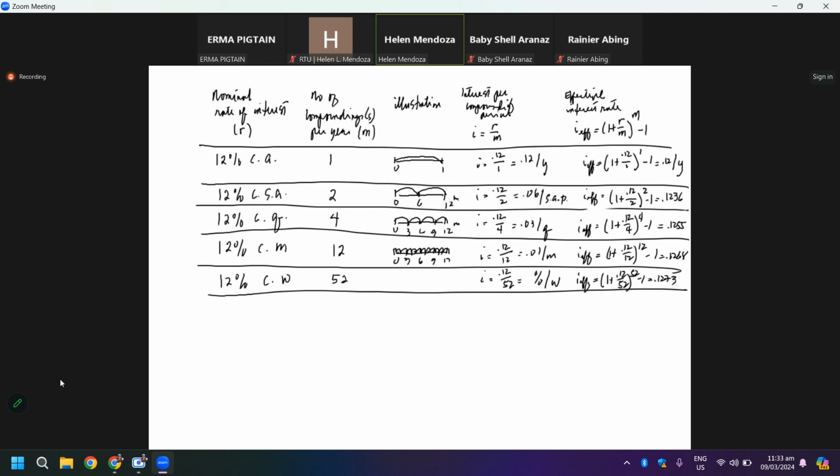Okay, 0.1272. And they have compounded daily. So when we say compounded daily, the number of days is 365. So we have i is 0.12 divided by 365. So we have this, the percentage per day. So i effective is (1 plus 0.12 divided by 365) raised to 365, minus 1.